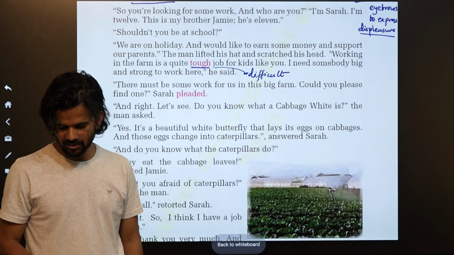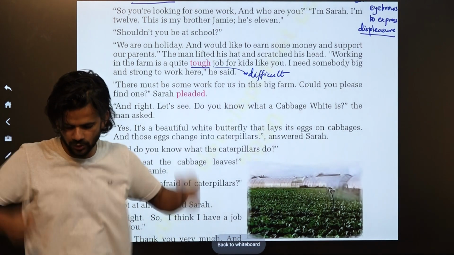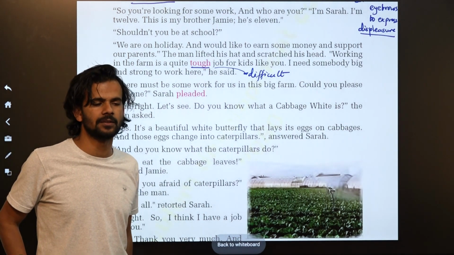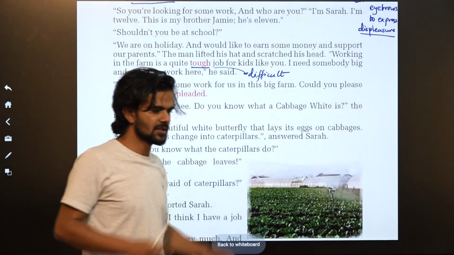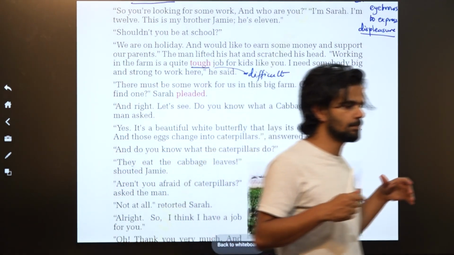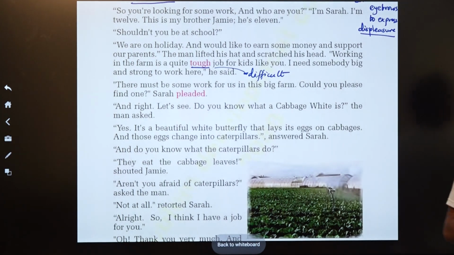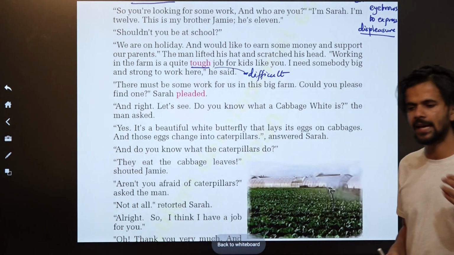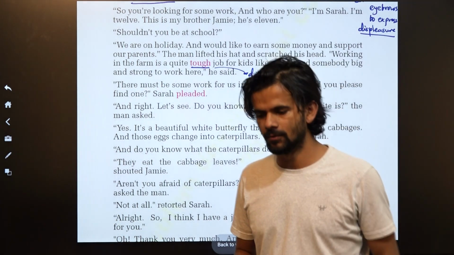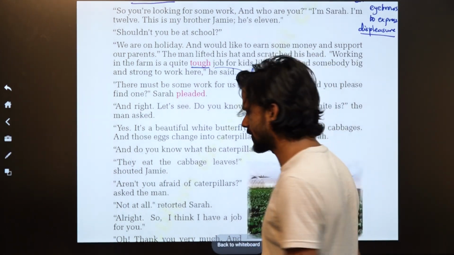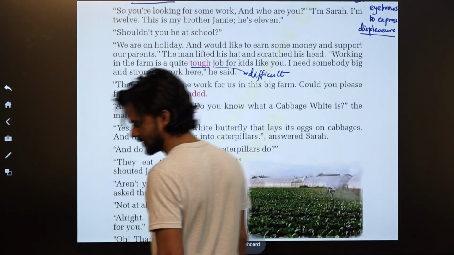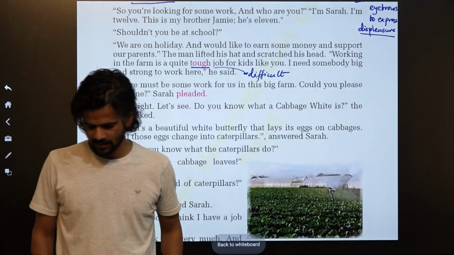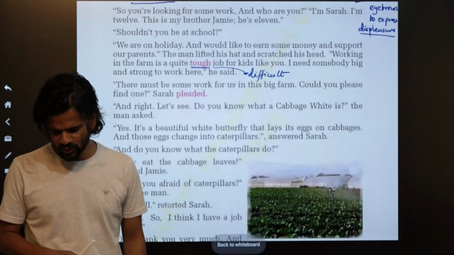I need somebody big and strong to work here, he said. What did he say? This is a farm. This is not a play room or play space. And that he needs a strong fellow, a strong man who can lift things, who can carry, who can dig. Right? There must be some work for us in this big farm. Could you please find one?